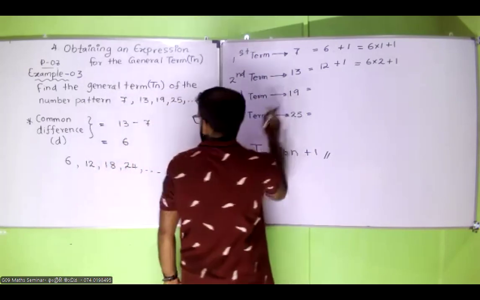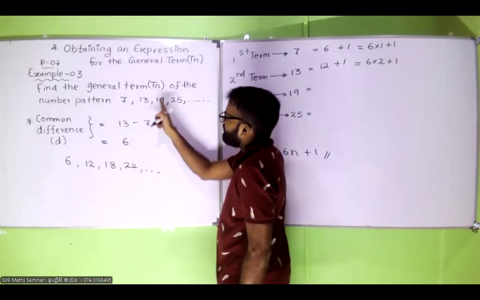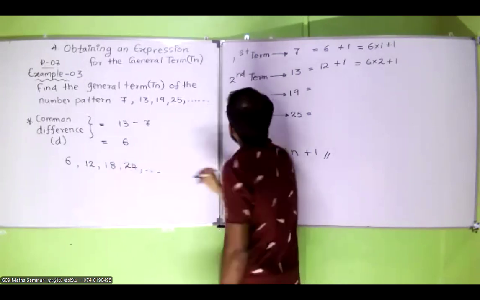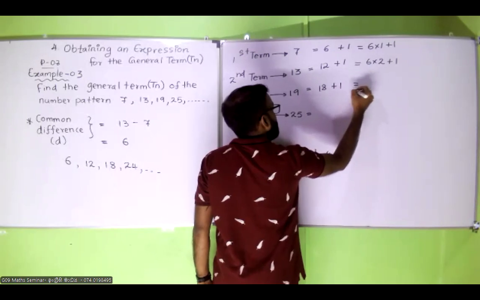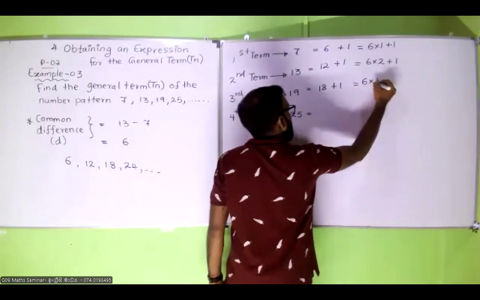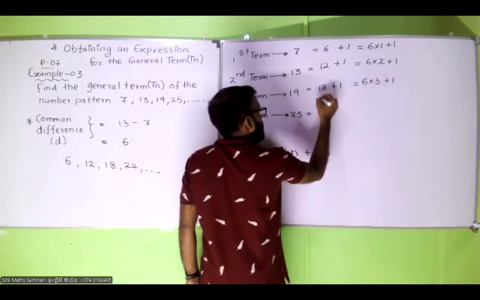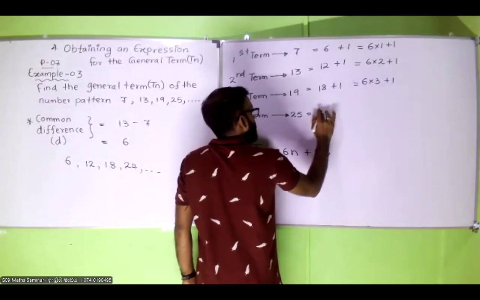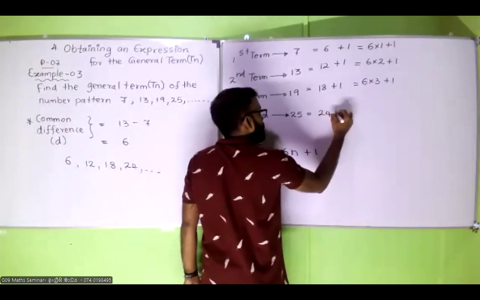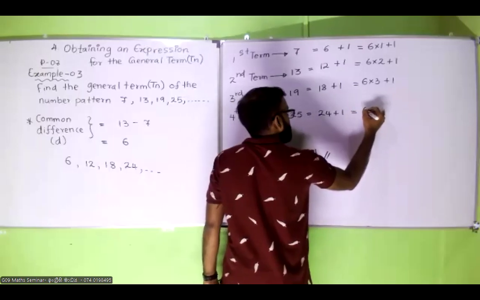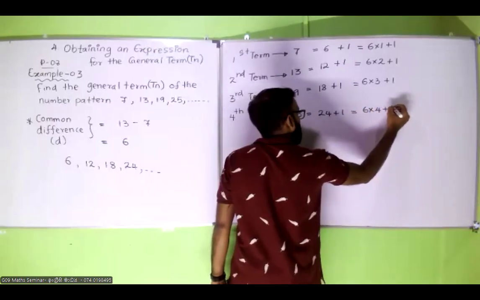So here you have 19. Third term 19. Right? 18 plus 1, 19. 6 times 3 plus 1. Then 25. Fourth term: 24 plus 1, 6 times 4 plus 1.